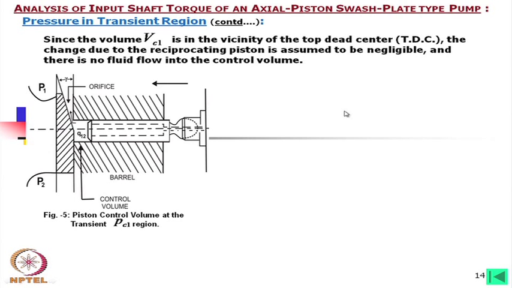Since the volume Vc1 is in the vicinity of the top dead center, remember what is top dead center and bottom dead center? Vc1 is at the top dead center. That means fully closed, when it is the smallest volume. So Vc1 is in the vicinity of TDC, the change due to the reciprocating piston is assumed to be negligible and there is no fluid flow into the control volume.